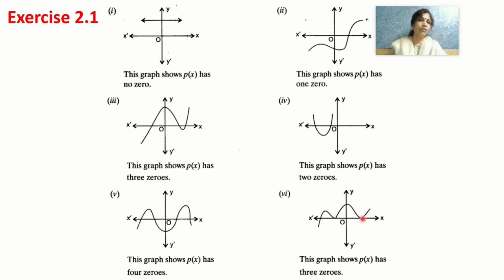So this is how you can identify the geometrical meaning of the zeros of the polynomial. From the graph, you can find out how many zeros that particular polynomial will have. So this is all about the questions from exercise 2.1. Such type of questions they may ask you for 1 mark in the examination. Please see this video once again so that the understanding will be more clear.